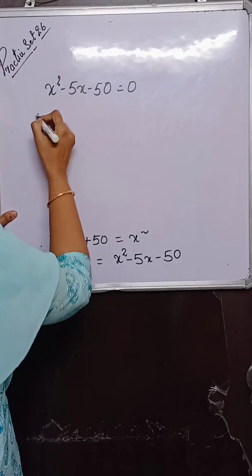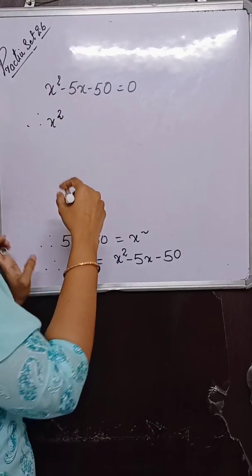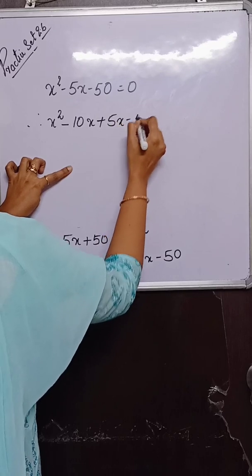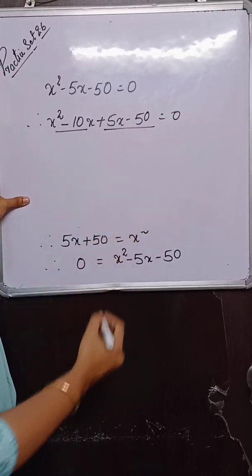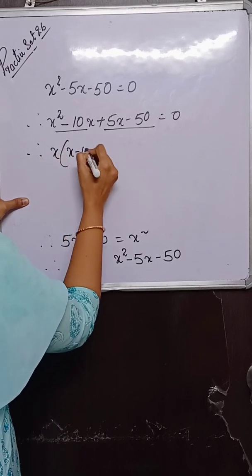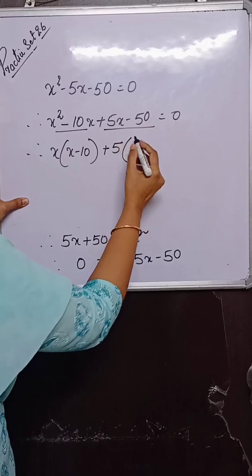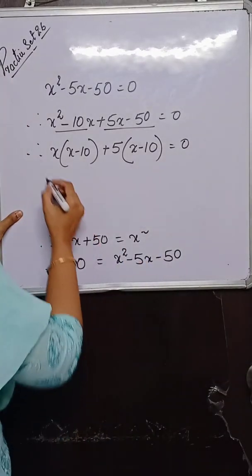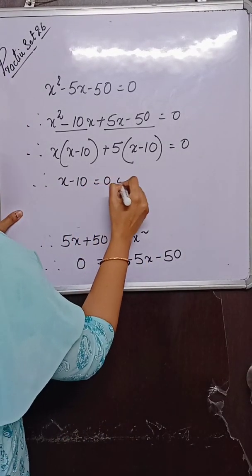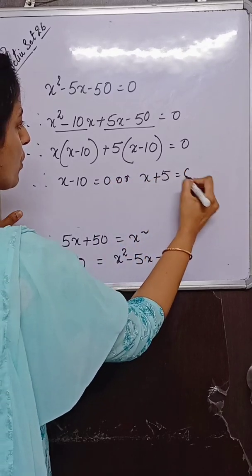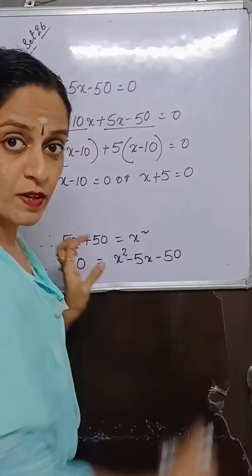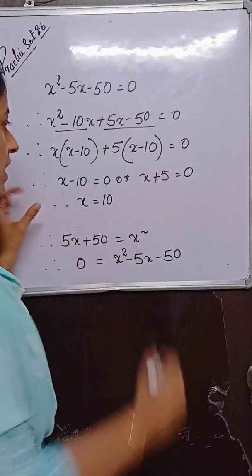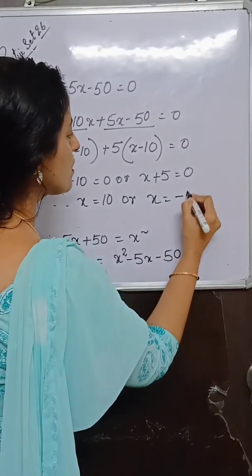Let us solve the equation. Therefore, x square minus 10x plus 5x minus 50 is equal to 0. Grouping. Therefore, x minus 10 plus 5 common out of this, x minus 10 into x plus 5 equal to 0. Therefore, x minus 10 equal to 0 or x plus 5 equal to 0. So what are the values? x is equal to plus 10, or x is equal to minus 5.